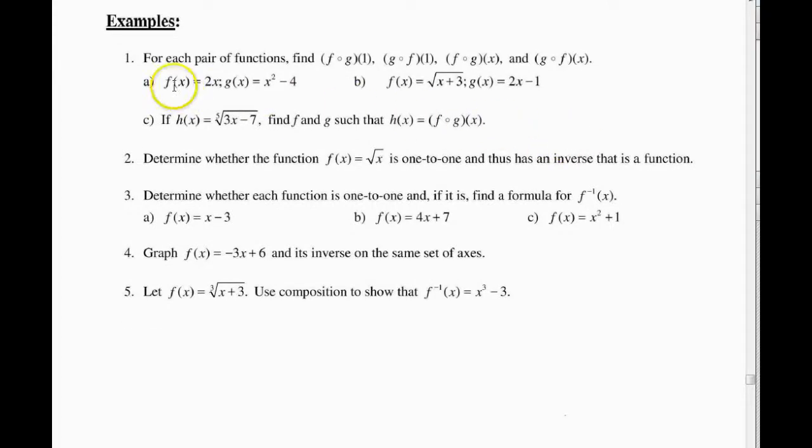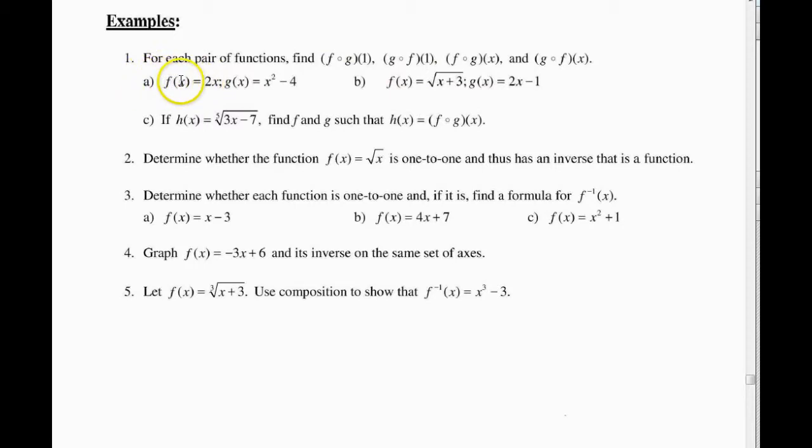So to start us off, we're going to take a look at what they're saying here. For each pair of functions, find f composed with g with the value of 1, and then g composed with f with the value of 1. And there's other ways to read this too: f circle g, g circle f.